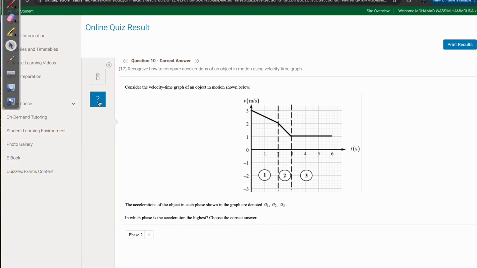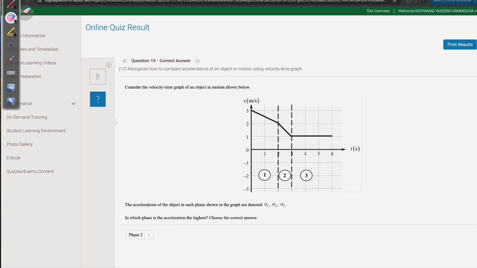Consider the velocity-time graph of an object in motion shown below. The accelerations in each phase are denoted. In which phase is the acceleration the highest? Here they most probably mean the magnitude. You could do it in two ways. You could do it visually. You can notice that phase 1 isn't as steep, while phase 2 is really steep, while in phase 3 there is no acceleration, just a constant velocity.